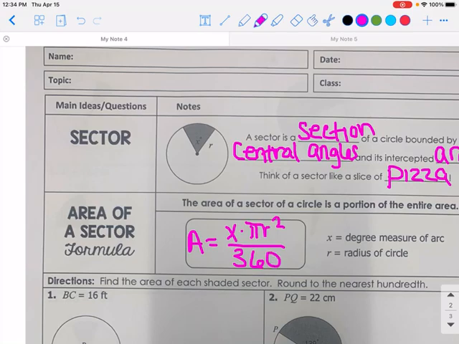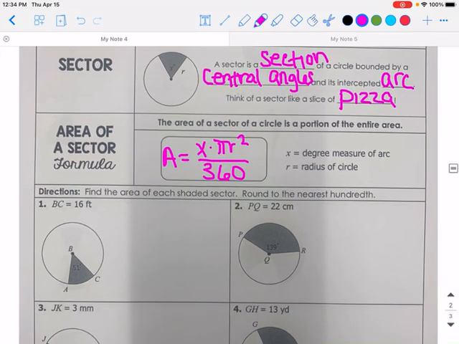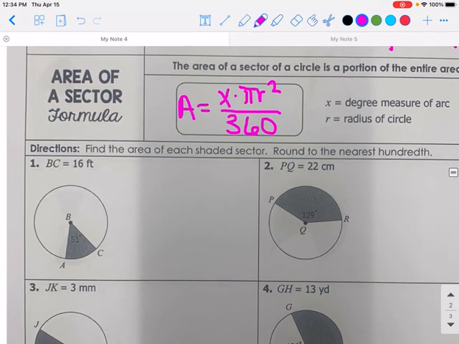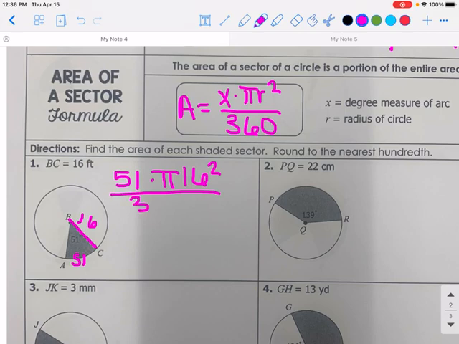So let's take a look at some of our pictures using this formula. In number 1, for example, they give us BC is 16, and in the arc, I know it's hard to see, but it's saying the angle is 51. Remember, if it's a central angle, it's 51. That means the arc is also 51. And so now we can plug into the formula. Instead of x, we will put 51 times pi radius squared all over 360.